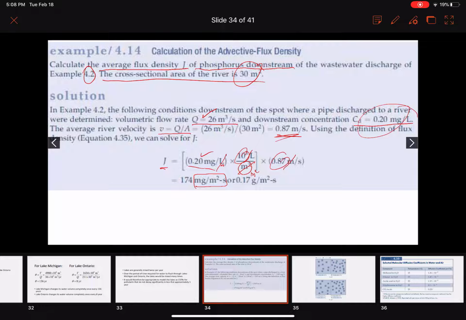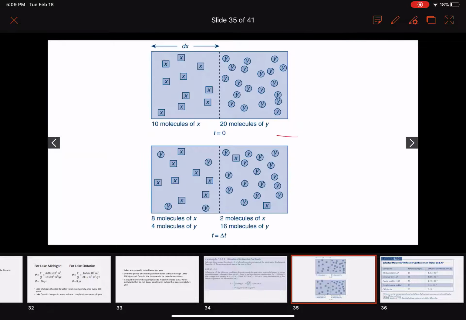1000 times 0.07. So we could see right now from this equation that the average flux density of phosphorus downstream of the wastewater discharge is equal to 174 milligram per meter square second. You could convert from milligram to gram, it will be 0.17, almost, gram per meter square per second. So this is what will happen with using the flux equation.